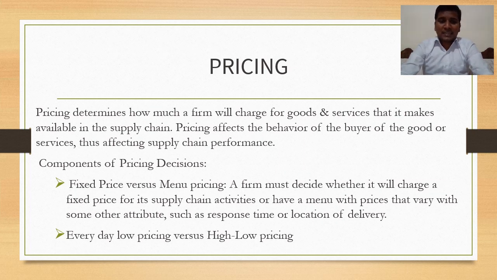Pricing. Pricing determines how much a firm will charge for goods and services that it makes available in the supply chain. Pricing affects the behavior of buyers of a good or service, thus affecting supply chain performance. Components of pricing decisions. Fixed price versus menu pricing. A firm must decide whether it will charge a fixed price for its supply chain activities or have a menu with prices that vary with some other attributes such as response time and location of delivery. Everyday low pricing versus high-low pricing.